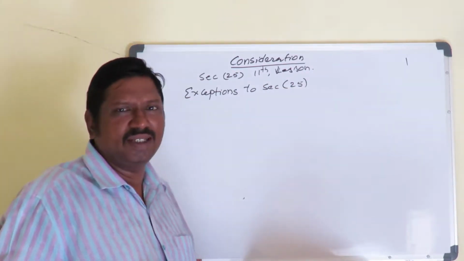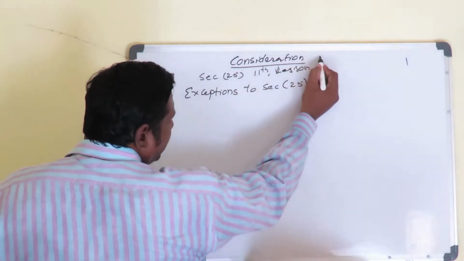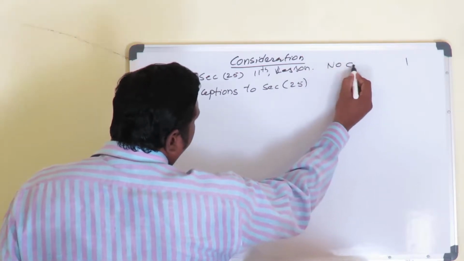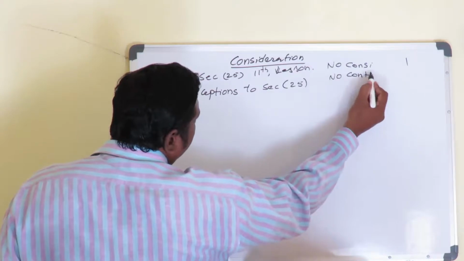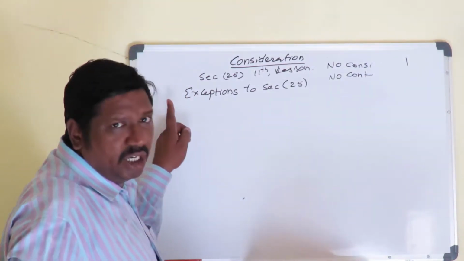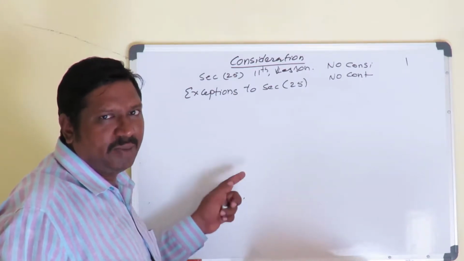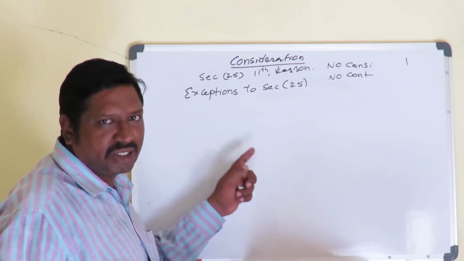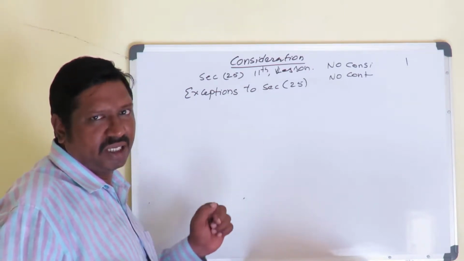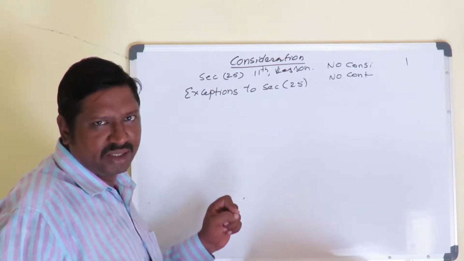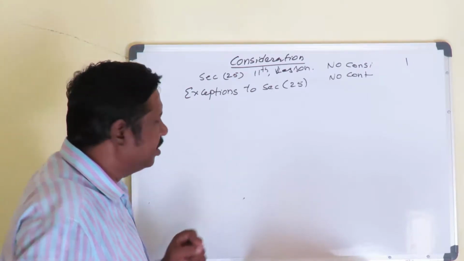What does section 25 say altogether? Section 25 says that where there is no consideration, no contract. But in a few exceptional cases, even though the agreement is not supported by consideration, the agreement will be treated as a valid contract. What are those circumstances under which section 25 is not applicable?